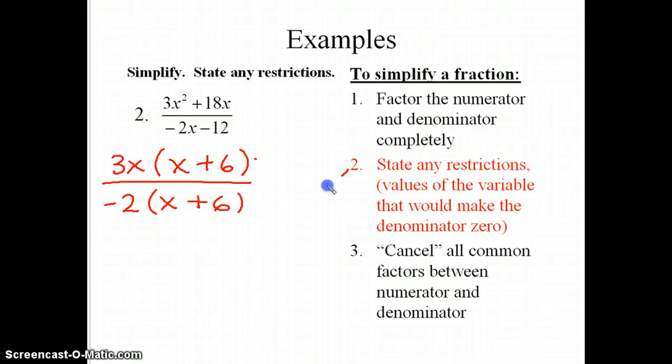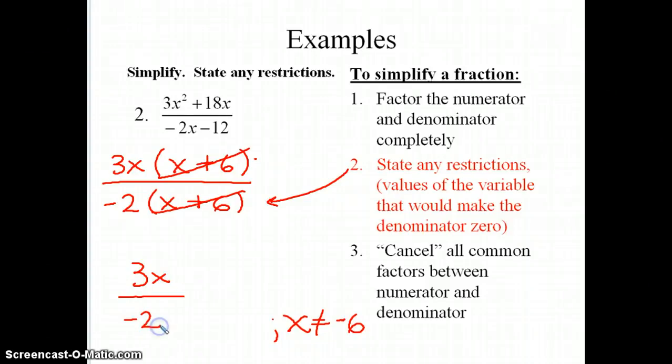Again, at this point, I'm going to check with the denominator, and I recognize that my restriction is x cannot equal negative 6. Continuing from there, I'll go to step 3. I will cancel the common factors, x plus 6, x plus 6. My final answer is 3x divided by negative 2 with the restriction x cannot equal negative 6. Please be aware, you may also write this as negative 3x over 2. Either of those answers would be acceptable.